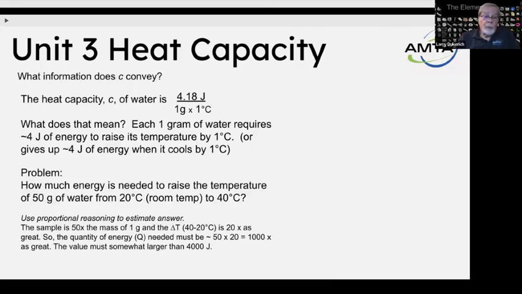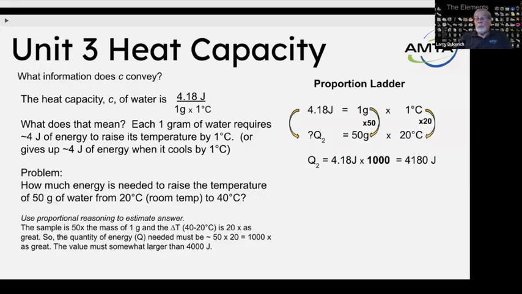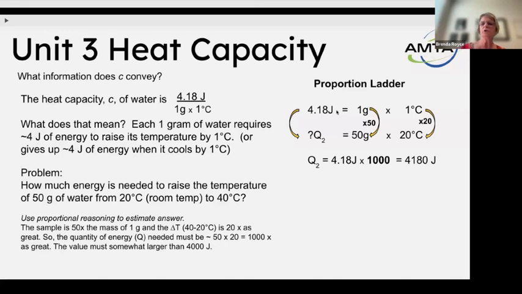Consider the problem below. Students can estimate the final answer by using proportional reasoning and then work with more precise values. One way that could be approached is with a proportion ladder, where we see the heat capacity written as an equivalence of 4.18 joules being equivalent to 1 gram multiplied by 1 degree Celsius. Looking at the values we have, we once again see that the mass increases by 50-fold and the temperature by 20-fold. So the energy must also go up 50 times 20, or by 1,000.